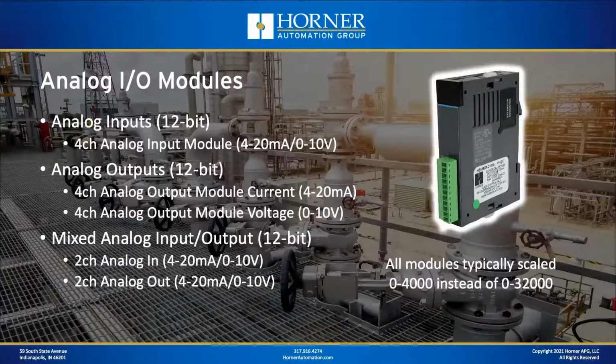Also, something that throws a lot of people off, and I want to make sure you don't miss this, and that is with SmartRail analog, they're scaled from 0 to 4,000 typically. A lot of Horner analog products, or analog channels if you will, are scaled from 0 to 32,000. So don't miss the fact that SmartRail is typically scaled from 0 to 4,000.